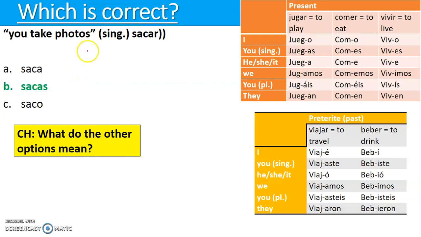You take photos, singular, is going to be sacas. Saca, again the ending is with an A, so it's going to be he, she, or it takes photos. And saco is going to be I take photos. If it was saco with an accent, that would then make it he, she, or it took photos. Pause the video.